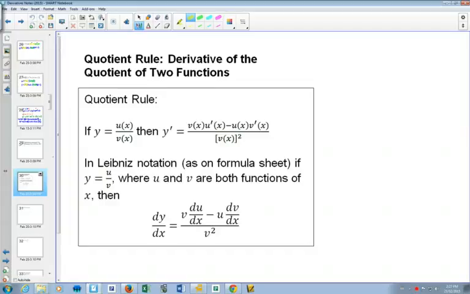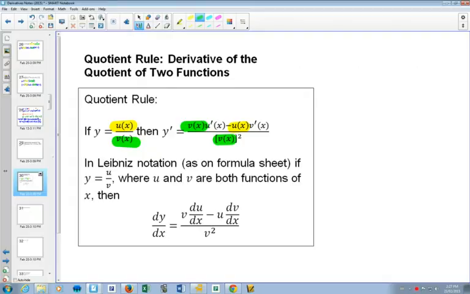So with the quotient rule, I'm going to highlight, you have one function on the top, highlight that one in yellow, and one function on the bottom. And what happens is you keep the bottom one the same, and then times it by the derivative of the top one. Then you subtract and keep the top one the same, and times it by the derivative of the one on the bottom. And finally, you divide it by the bottom one squared.